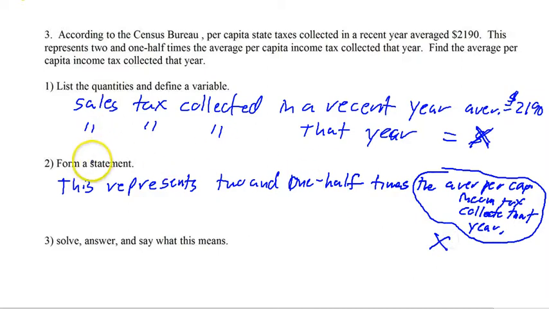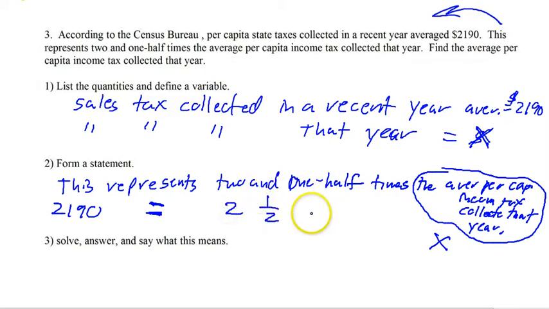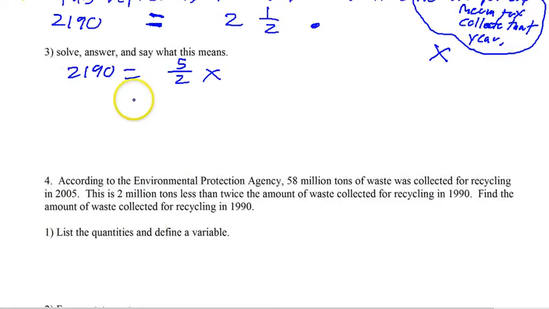Remember, you can go in any order. But let's look at this. Again, this always represents the previous, which is 21.90. And this represents means another equal sign right there. Represents is equal, because these are both equal to each other. It represents the same thing. 2.5 times the average per capita. Okay, so we get 21.90, and this is one with our fractions. So we get 2 times 2 plus 1 is 5 halves, x. And then that's what we have to solve.